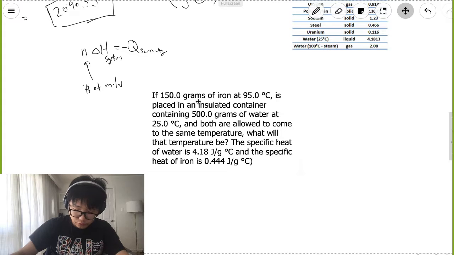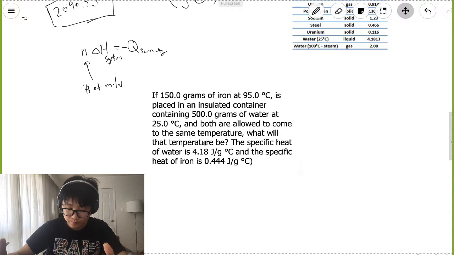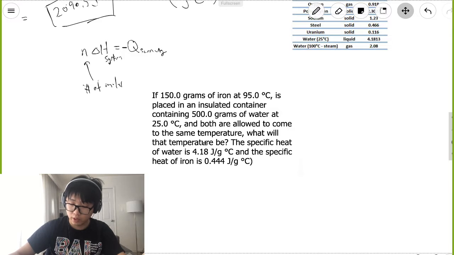Okay, so think about that. Right now it says if 150 grams of iron at 95 degrees Celsius is placed in an insulated container containing 500 grams of water at 25 degrees Celsius, and both are allowed to come to the same temperature, what will the temperature be? Okay, let's think about that for a second. Let's just guess roughly what's the temperature range that it could be at. So we have 150 grams of iron, probably a piece of metal. 95 degrees, quite hot. We're throwing it in an insulated container. We can assume it's an isolated system.